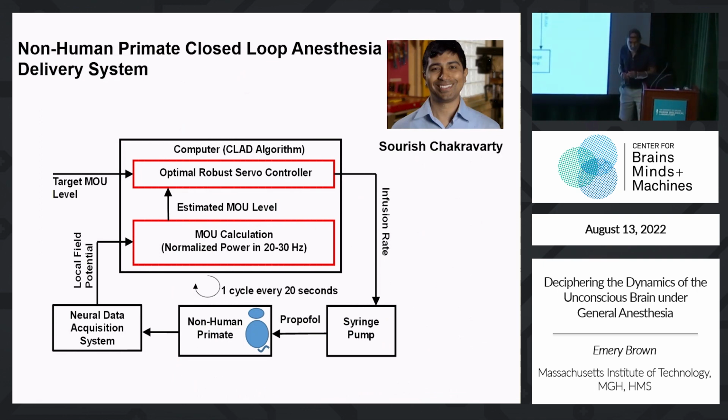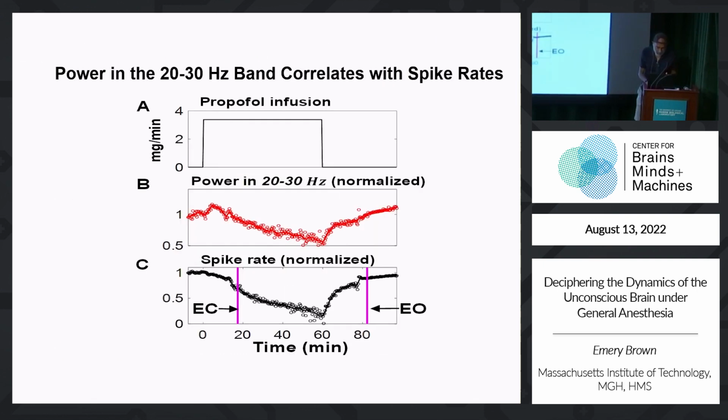This is Suresh Chakrabarty, one of my former postdocs. We did this work with Matt Wilson and Earl Miller. So the same idea: you have some sort of marker of unconsciousness that you're tracking, and then you can compute it in real time and use a controller to change the infusion rate of the pump, in this case every 20 seconds.